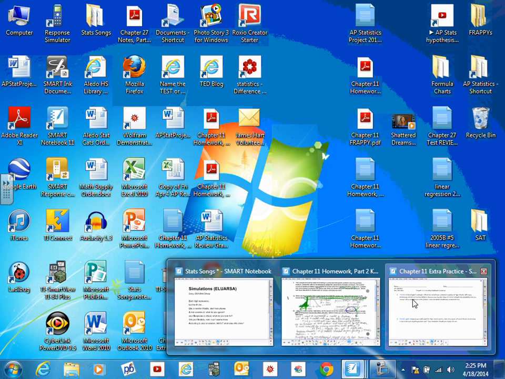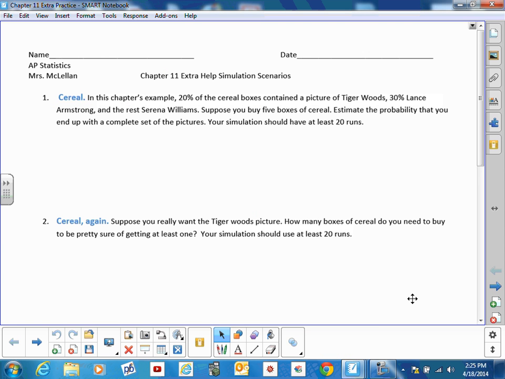What you're going to be doing today is an extra practice to make sure you can identify these trials and get really strong at this. It's important to be able to practice these skills. So here we go. On number 1, it's talking about cereal that has prizes in the cereal boxes. You can tell this is a little dated because the hero pictures are Tiger Woods, he's still doing stuff, Lance Armstrong, and Serena Williams. She's still doing things, but they weren't in their prime like they were back when this problem was written.